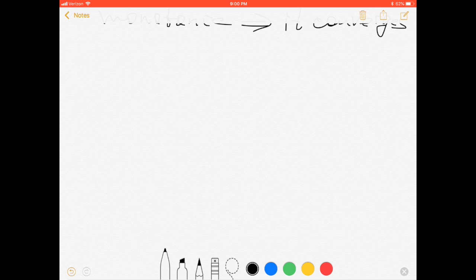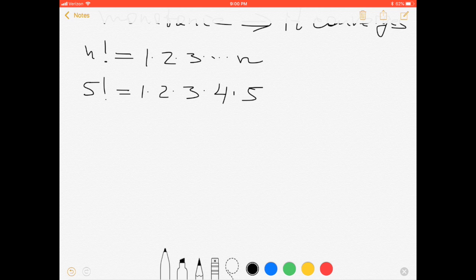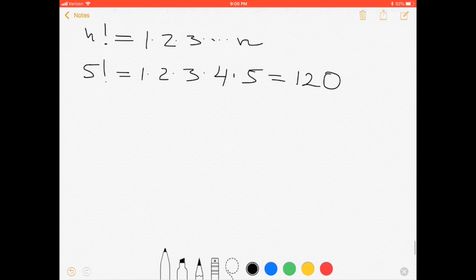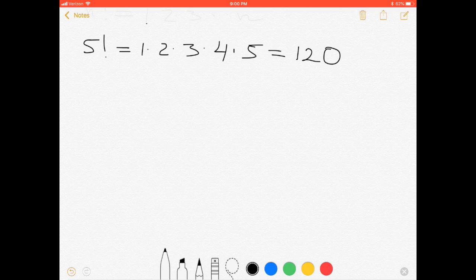Before we start solving some examples, let me remind you of this fact. N factorial means you multiply 1, 2, 3, and all positive integers up to n included. This means if I need to compute 5 factorial, I need to multiply 1, 2, 3, 4, 5, and this will be 120. Okay, this means you can compute any kind of factorial.